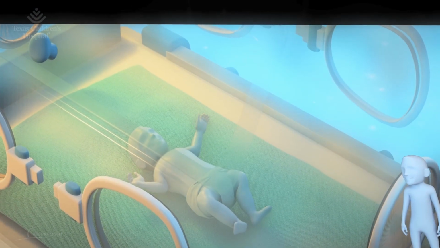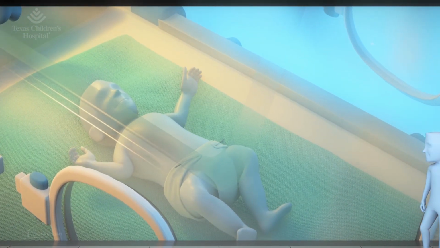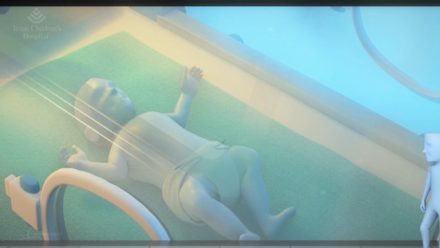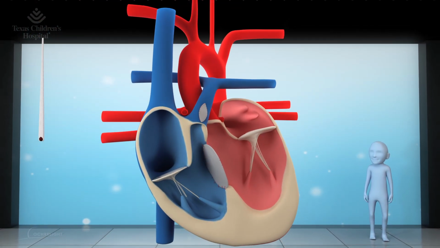Irrespective, the purpose of these initial procedures is to allow your baby to stabilize and to grow before performing the corrective surgical procedure at a few months of age, done in one stage or in two stages.